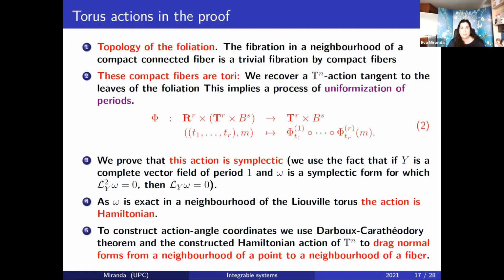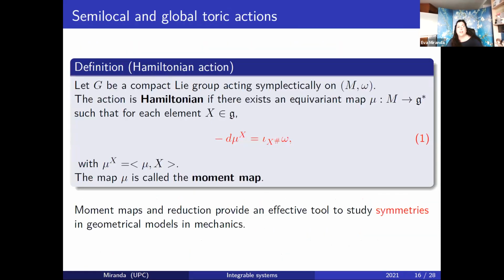I skipped this. Hamiltonian action: I can define it in the following way. I have a group action, and I say the action is Hamiltonian. Essentially, the idea is that, given an element of the Lie algebra, I can always associate a fundamental vector field on the manifold. So I need to assume that all the fundamental vector fields on the manifold are Hamiltonian. That's the first condition.